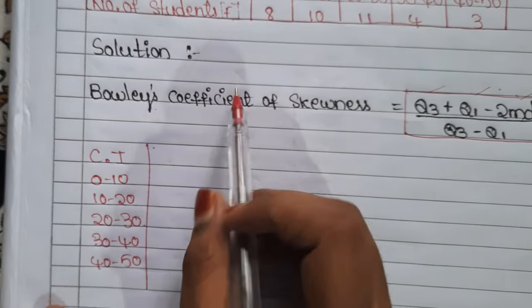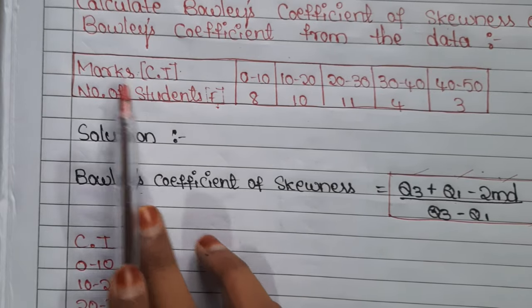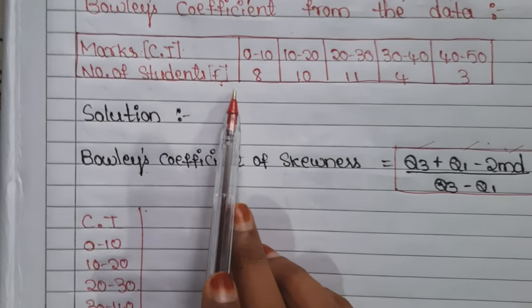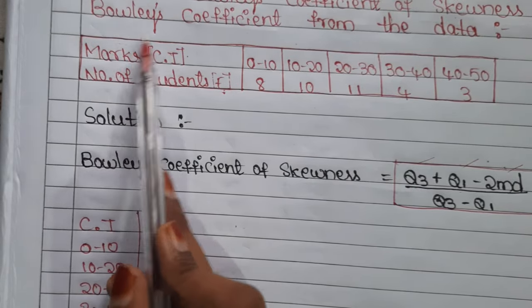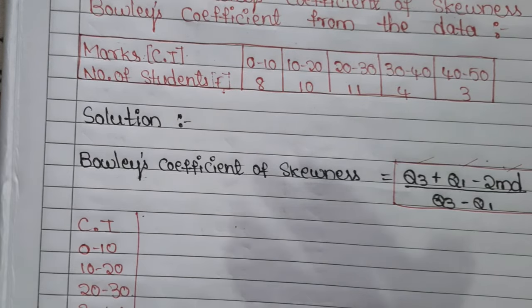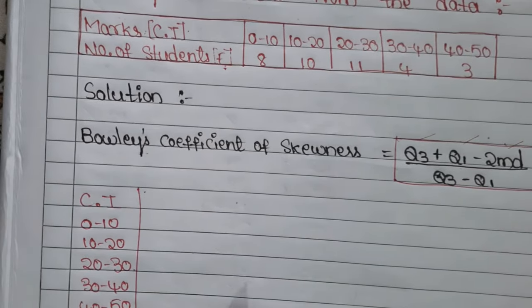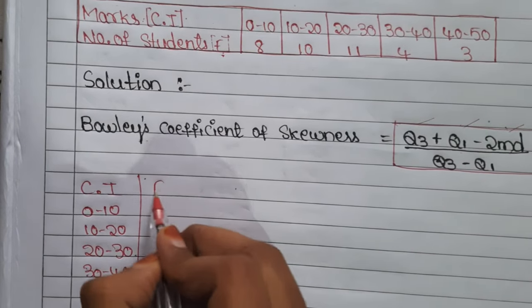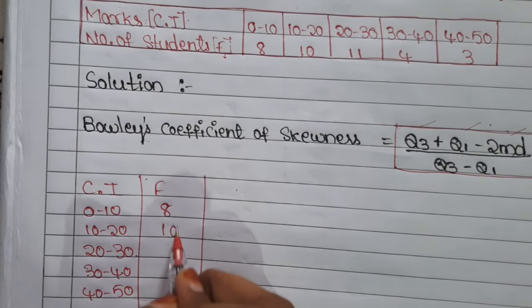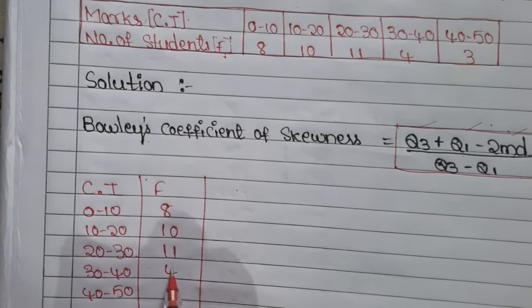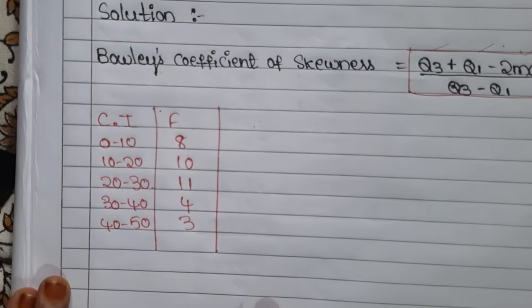We have F. If they give CI and F in the question, that is perfectly okay. If not, you have to assume marks as CI and number of students as F. In place of marks, they may give you something else, so whatever they give, you have to write it as it is in the question in the solution. Number of students is nothing but F. F is 8, 10, 11, 4, 3. So we are done with class interval and F.